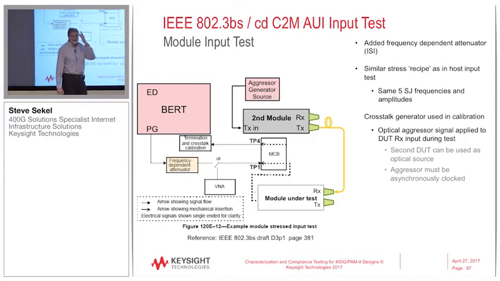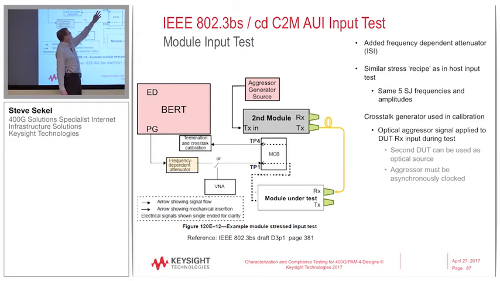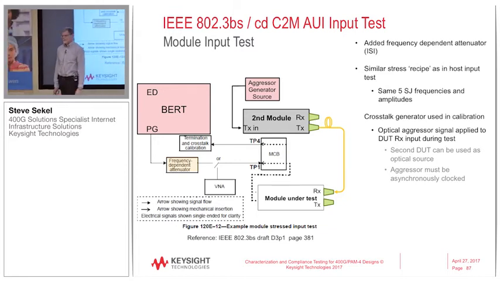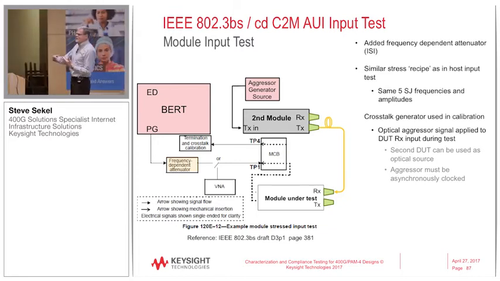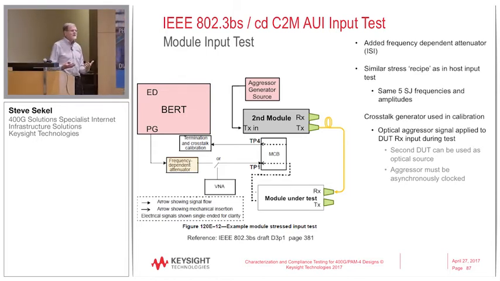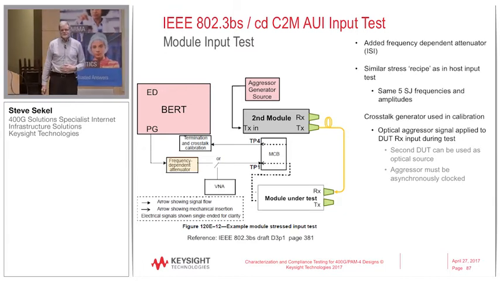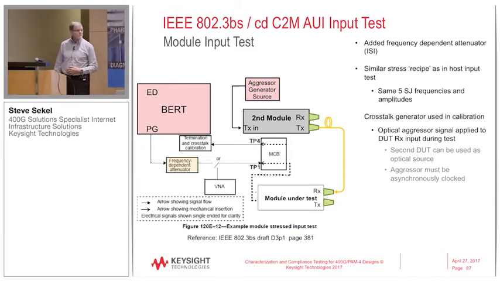It just has to be a valid signal, and you drive it with a PRBS 31Q, but you just need a second module. So take a second module, run through the stuff that Rob showed on the optical compliance test. As long as that output is compliant, then that will serve as a crosstalk generator.